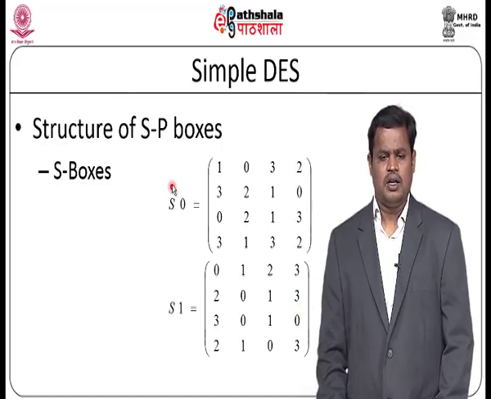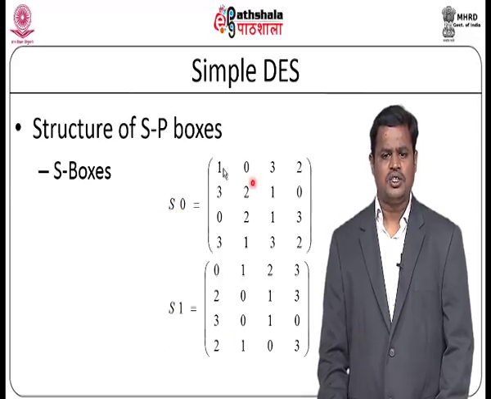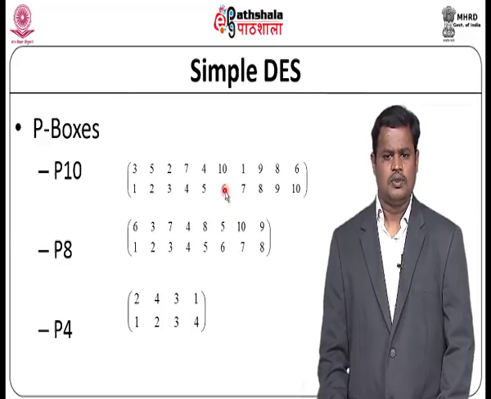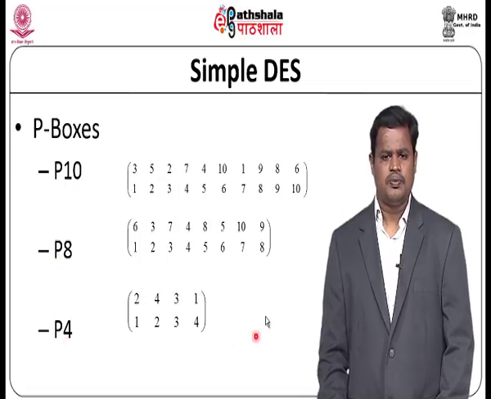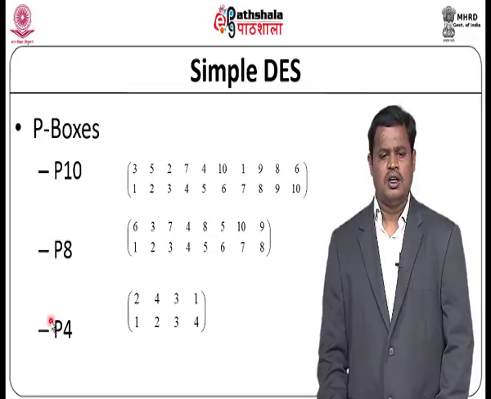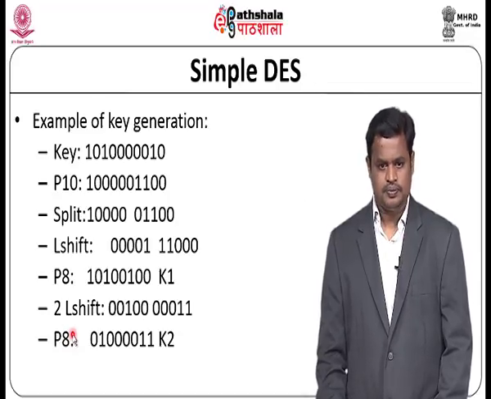For that, the right 4 bits are going to take the value of S0 and S1, and from that we get the value with respect to the 4 bits. Then we have a P10 box, P8 box and P4 box, which are used for the key as well as the permutation of your input, the initial permutation. This is with respect to the internal process of your round.